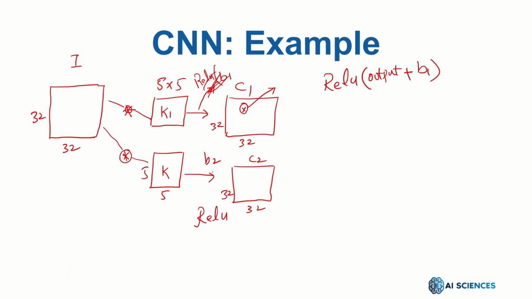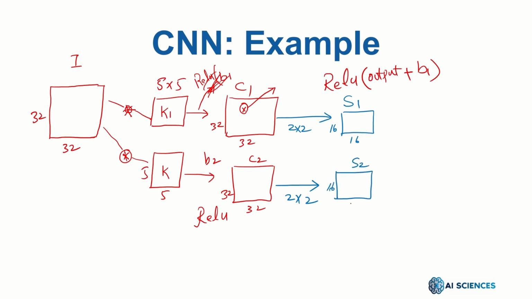Then basically we apply a max pool on C1 and convert that. So let's apply 2 by 2 max pool, and C1 is converted to, let's say, S1. The dimensions of S1 in this particular case are 16 by 16. Let's say we apply a stride of 2, which means non-overlapping, and we come up with this 16 by 16 mask. And again we apply max pooling here as well, and we get S2, which is again 16 by 16.